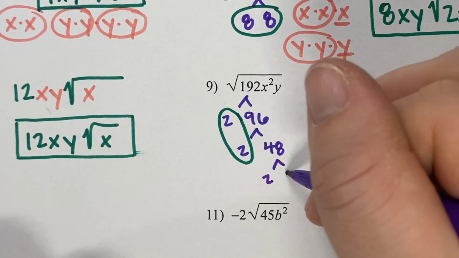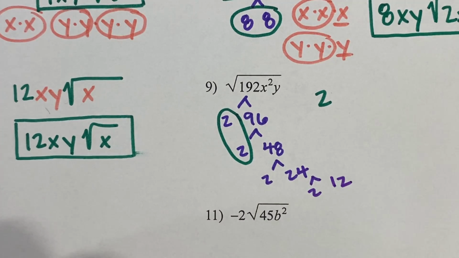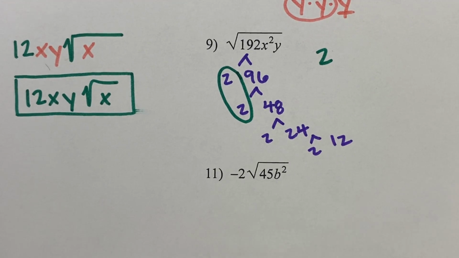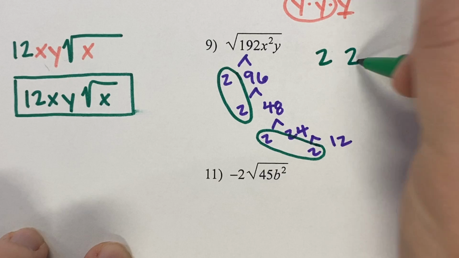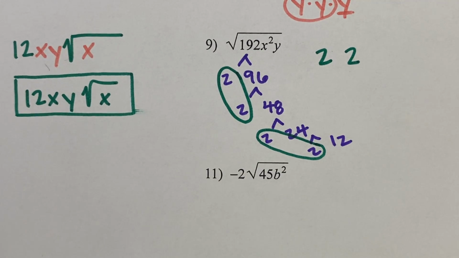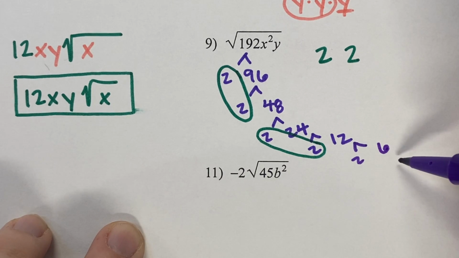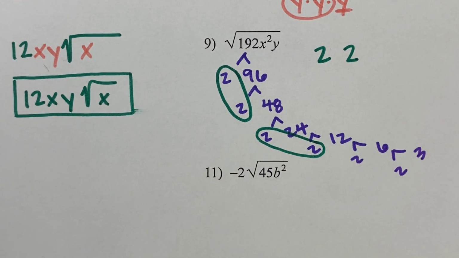Okay, so I have 2 and a 24, 2 and 12. It's kind of going off to the side. That's okay. I see another pair of 2's that got to leave. Okay, so we have another couple of 2's. And let's keep breaking 12 down. 2 times 6. And last one, 2 times 3.